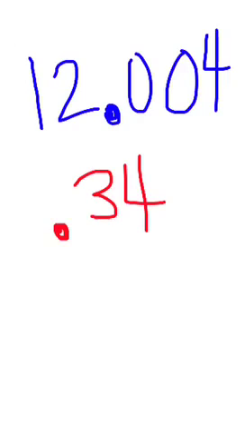Let's look at another example. Let's say you're given the number 34 hundredths and you need to write that as a decimal. So there's no whole number in front, so we start with the decimal point. And the 4 needs to be in the last place value, in the hundredths place. So our number translates to just 0.34.